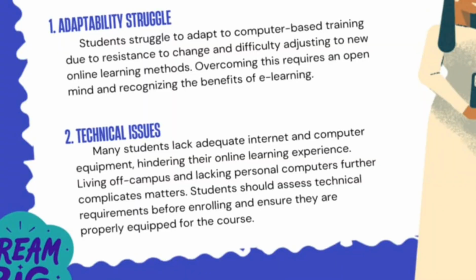Number 2, technical issues. Unstable internet connections, outdated devices, or unfamiliarity with learning platforms can disrupt lessons and cause frustration. And how to overcome this? Learn the basic functions of the learning platform and have backup options like mobile data or downloaded materials for offline access. For example, John often missed lectures due to poor Wi-Fi. He resolved this by downloading lecture materials beforehand and using his phone's hotspot during live sessions.